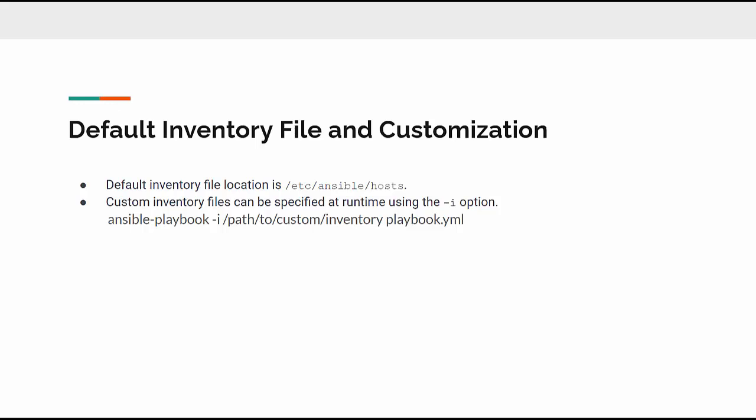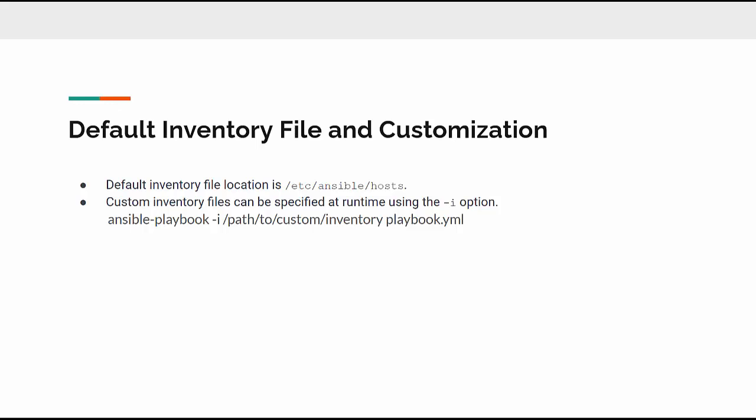By default, Ansible looks for the inventory file in a specific place, which is /etc/ansible/hosts. But just like you can save different contact lists for work or personal use, Ansible lets you use custom inventory files too. You can tell Ansible to use a different file with the -i option, making it flexible to suit your needs.